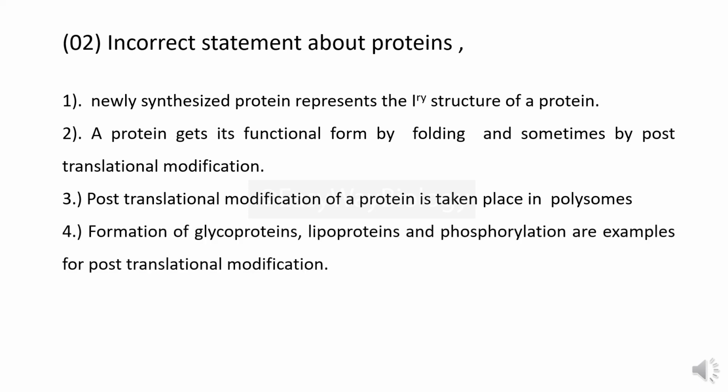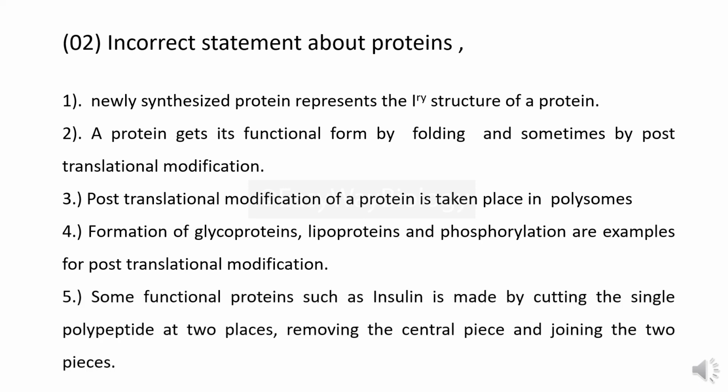4. Formation of glycoproteins, lipoproteins, and phosphorylation are examples for post-translational modification. 5. Some functional proteins such as insulin is made by cutting the single polypeptide at two places, removing the central piece and joining the two pieces.